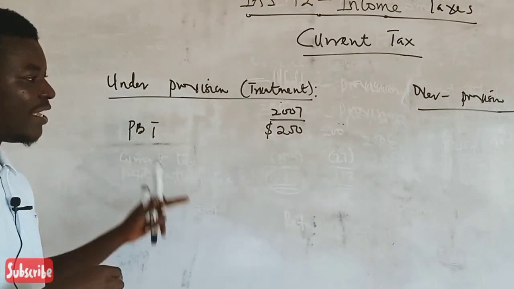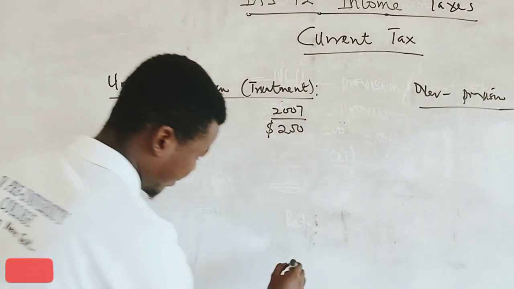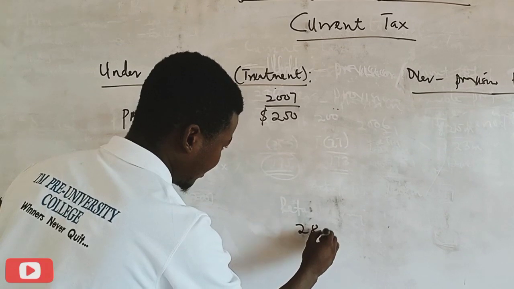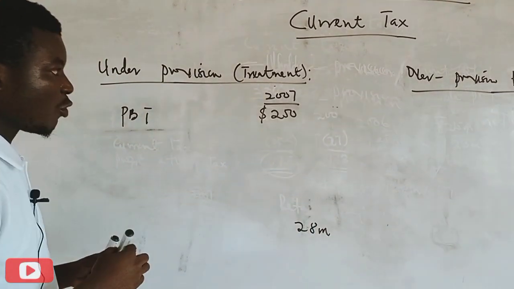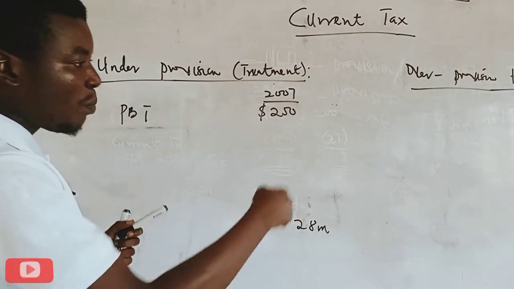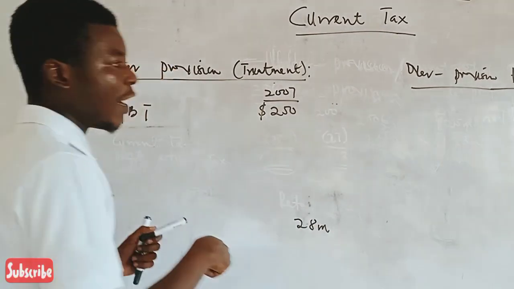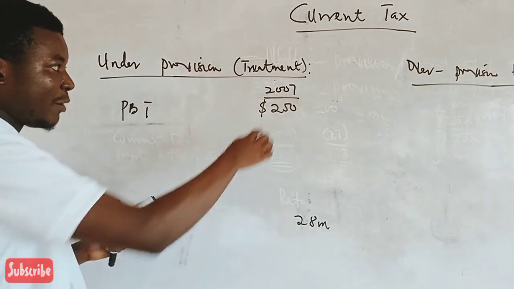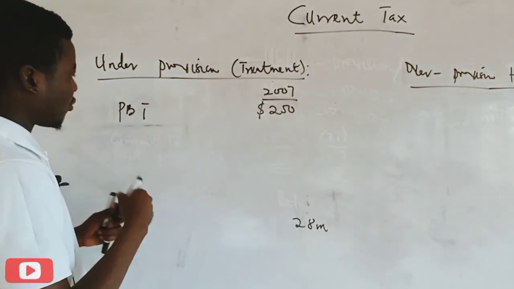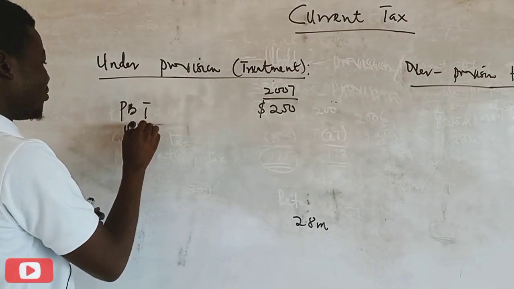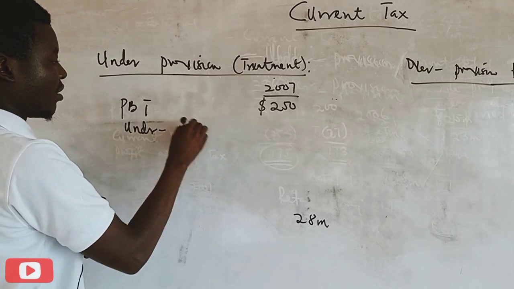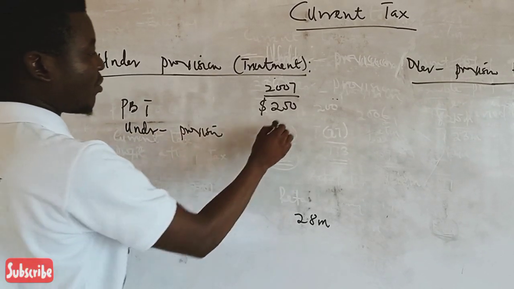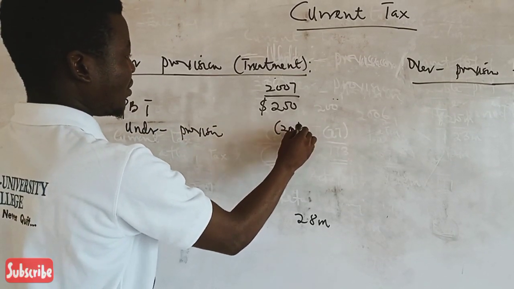And the entity is going to make an estimate of, let's say, 28 million. So what should happen? The 2 million, which is the underestimate, should have been subtracted before, but we didn't do that. So we are coming to subtract it in this year. So we can say under provision of 2 million, which will be subtracted.